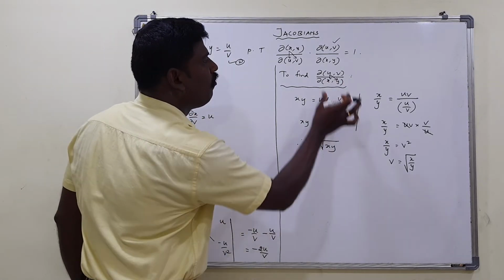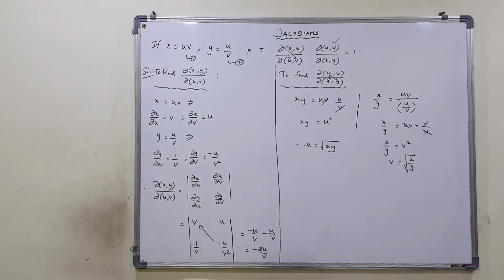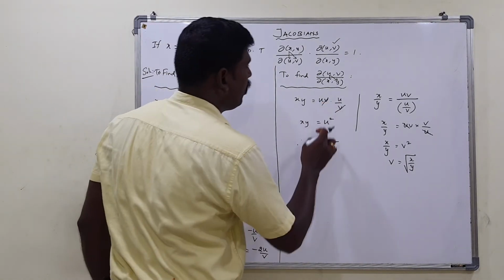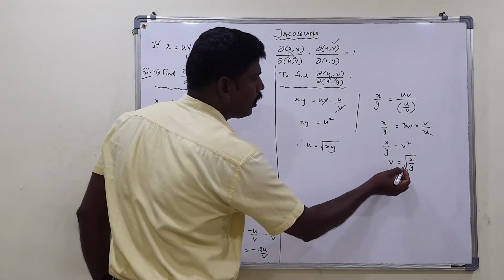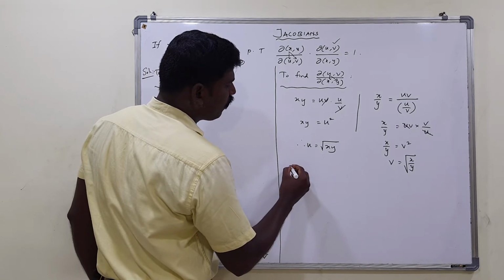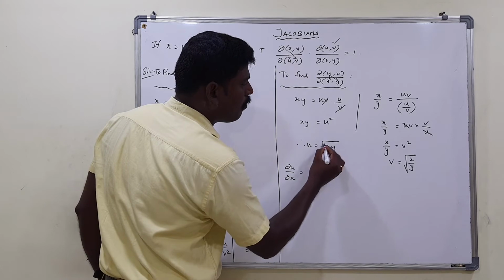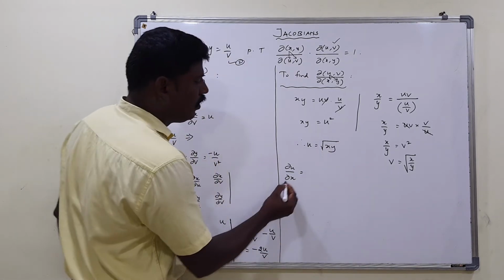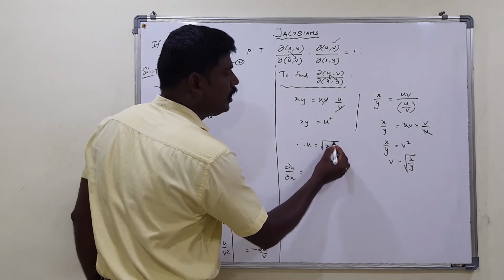Now it is ready to find the value of this partial derivative of (u, v) with respect to (x, y). Now I am going to find the partial derivative of u with respect to x and y, and likewise the partial derivative of v with respect to x and y. Therefore, dou u by dou x is equal to... it is in the form of root x type. y is constant: when we are taking the partial derivative with respect to x, treat y as constant. So it is in the form of root x.